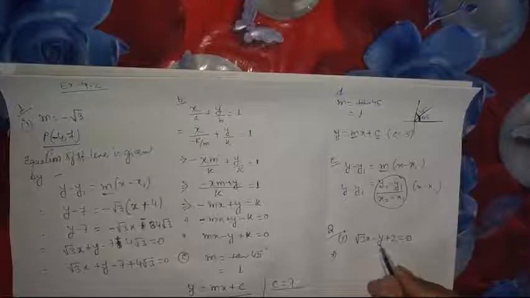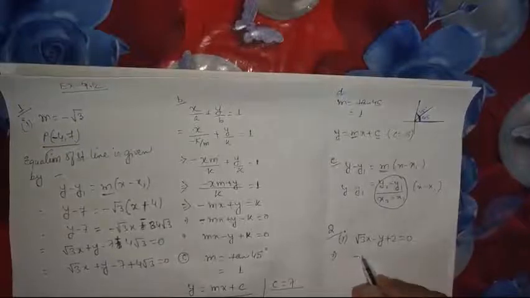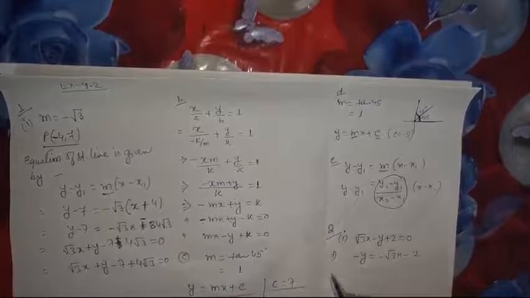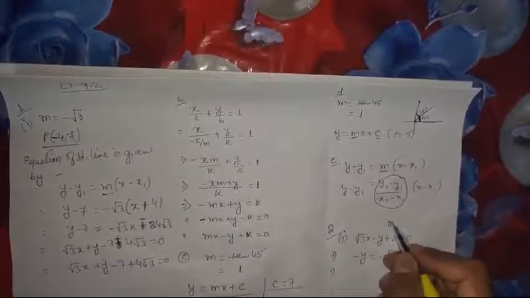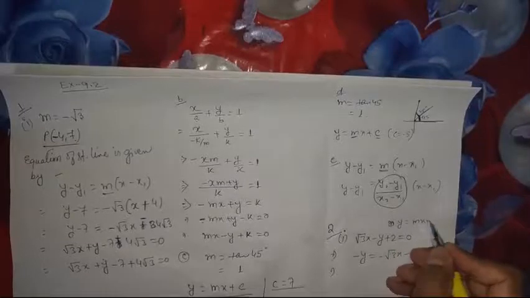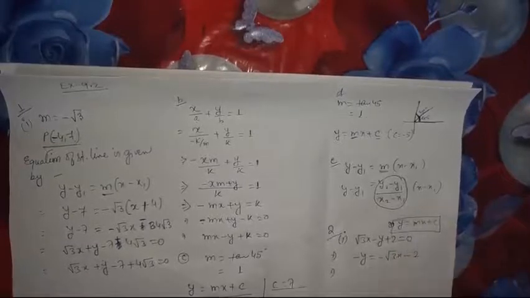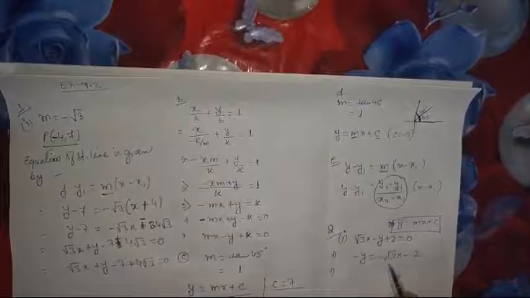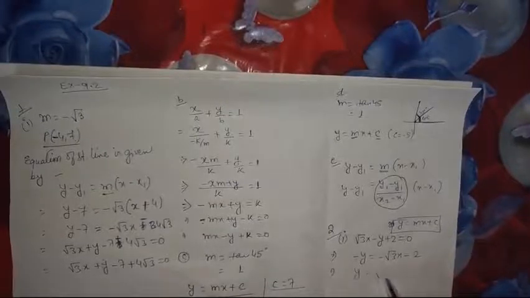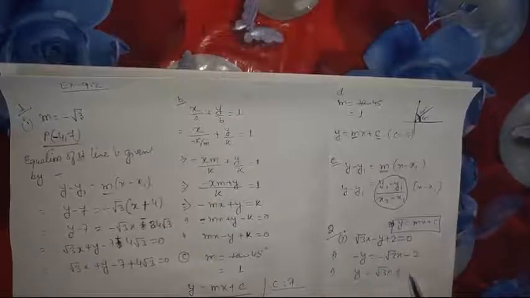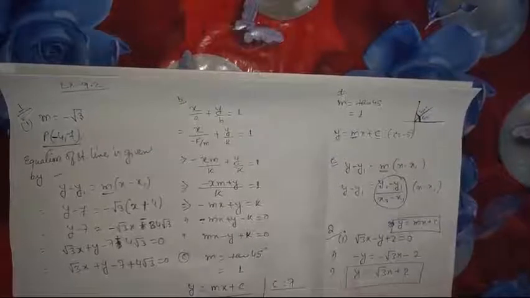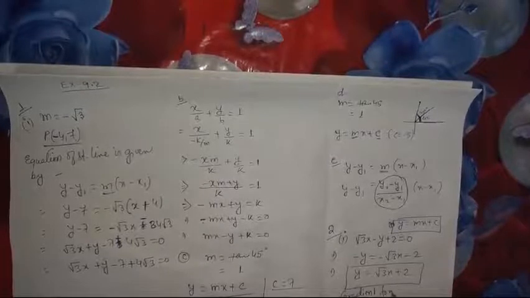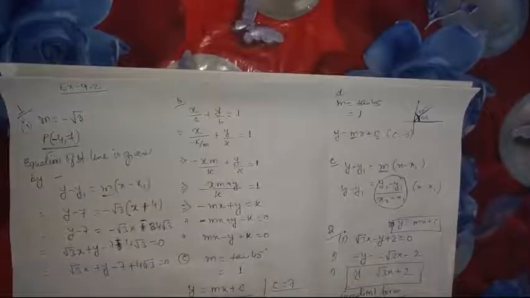So let y be on this side and take everything to that side. So minus y is equal to minus root 3x minus 2. Always remember, gradient form means y is equal to mx plus c. I need to make y plus, so everything will become plus. So y is equal to root 3x plus 2. This is your gradient form. Clear or not?